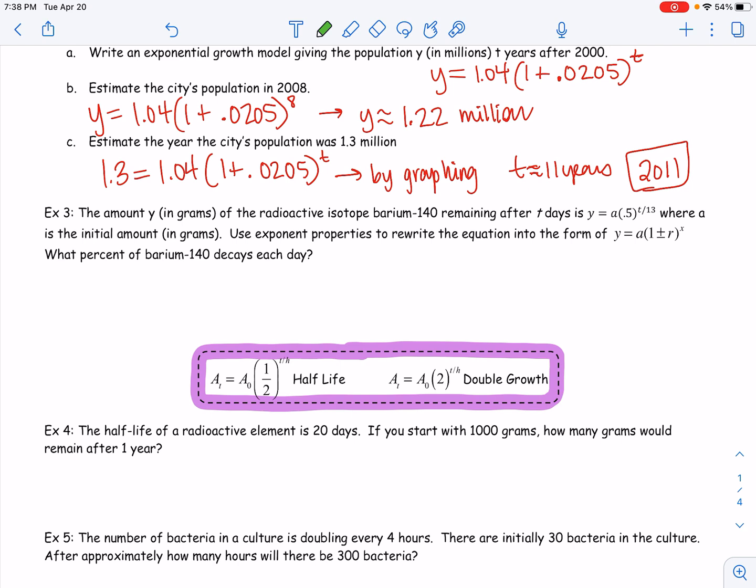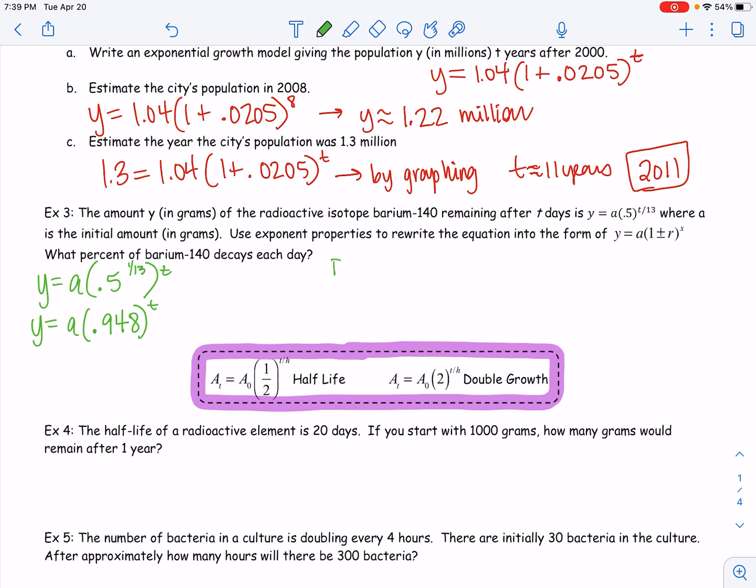So the first thing we want to do is rewrite. This is exactly what we did in 8.2. So using my exponent properties, I know that this is really Y equals A times 0.5 to the 1 over 13th power, raised to the T power, or the X power, whatever you feel more comfortable with. So then in my calculator, doesn't matter what kind of calculator you have, you can type in 0.5 raised to the 1/13th power, and you'll get a decimal. That's approximately 0.948.